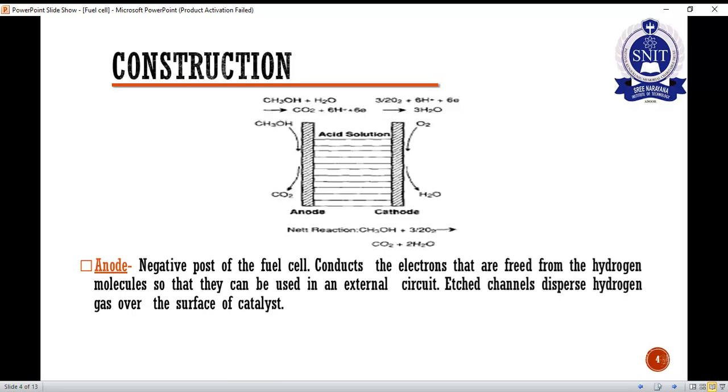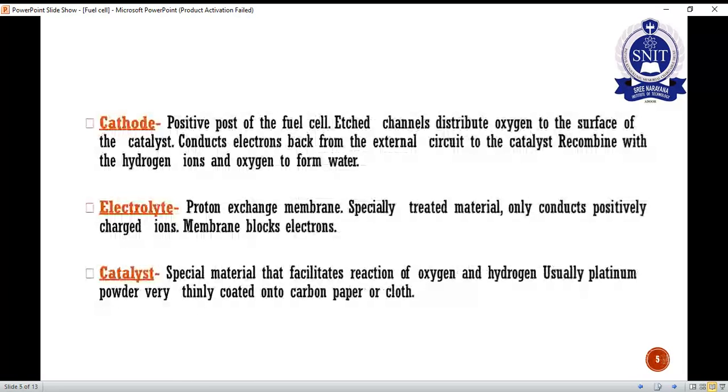It has one anode, and the anode is the negative post of the fuel cell. It conducts electrons that are freed from the hydrogen molecules so that they can be used in the external circuit. Etched channels disperse hydrogen gas over the surface of the catalyst. For this chemical reaction to occur easily, there should be a catalyst.